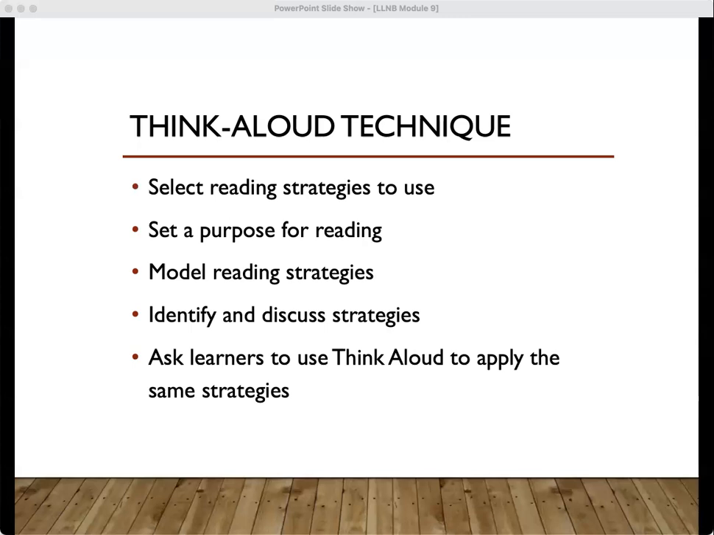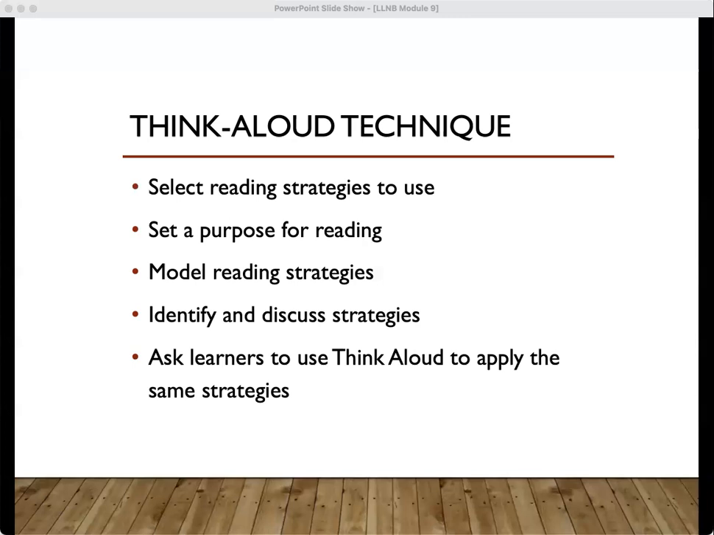Step 4, identify the strategies and discuss how they were used. For short reading selections, do this step after you've finished reading the entire selection. If it's a longer reading selection, pick a good stopping point to review the strategies used. After that, you can continue on with the reading. Have your learner identify where you used each strategy and why that particular strategy was useful. Ask them if they can think of other things they've read where that strategy would be useful.